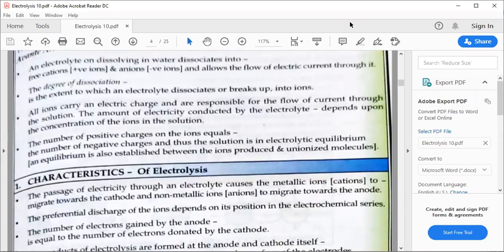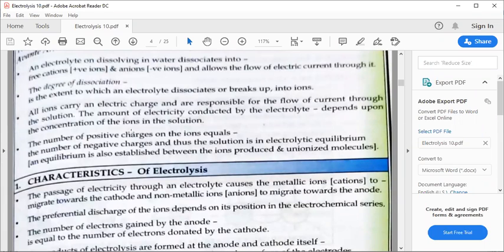The number of positive charges on the ion is equal to the number of negative charges, and thus the solution is in electrolytic equilibrium. What is the equilibrium? If you remember, हमने physics में पढ़ा था. Anti-clockwise moment is equal to clockwise moment, stable equilibrium, if you remember.